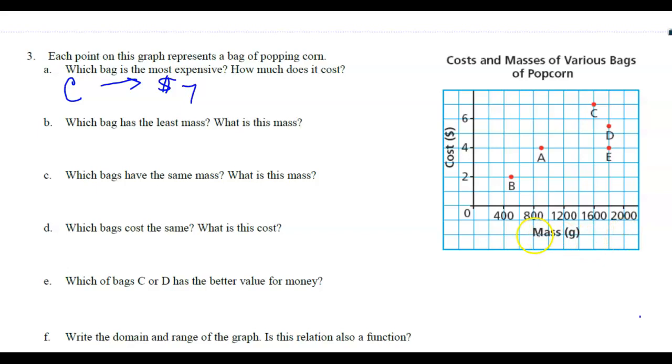Now you want to look horizontally for the one that has the smallest mass, so that would be B. What is that mass? Now again, you're going to have to estimate. Looks like each grid is 200. So halfway in between would be 100. So I'd say that's about 500 grams. Okay, you look for which have the same mass.